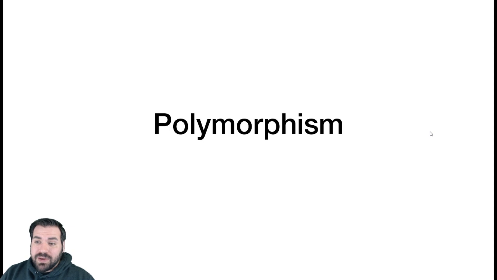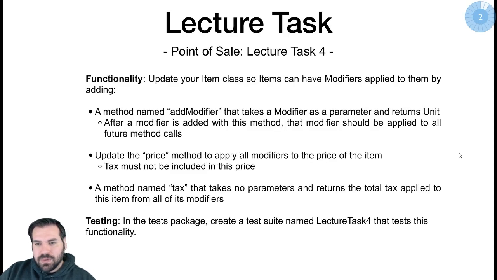One of the big points of having these OOP concepts is to help you write code that's expandable, to be able to add new features to your code without redesigning your whole structure and everything that you've done so far. So to that end, lecture task 4, we're going to expand our point of sale project to enable modifiers to be added to our items.